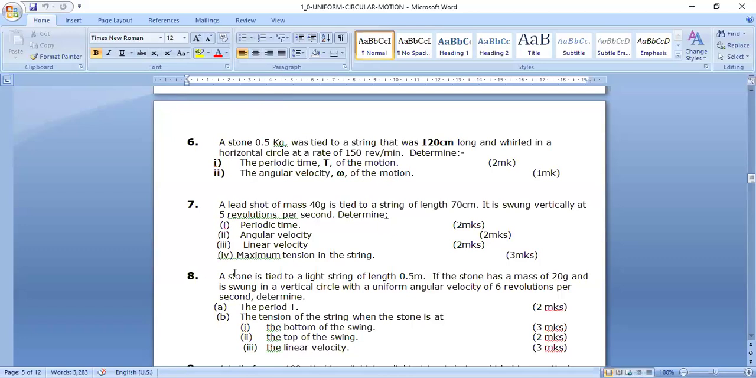2 times pi equals 6.283. Divided by 0.4, we get 15.71 radians per second. 15.71 radians per second.